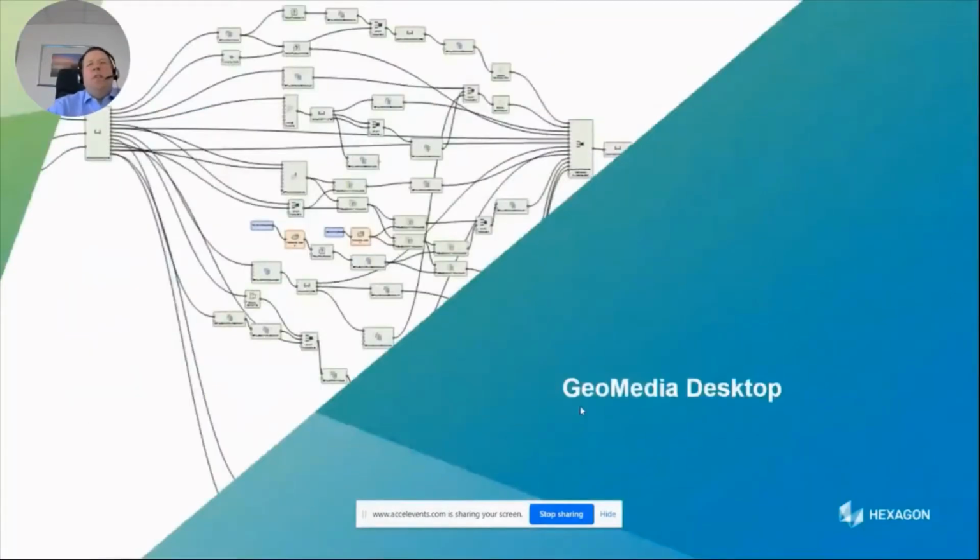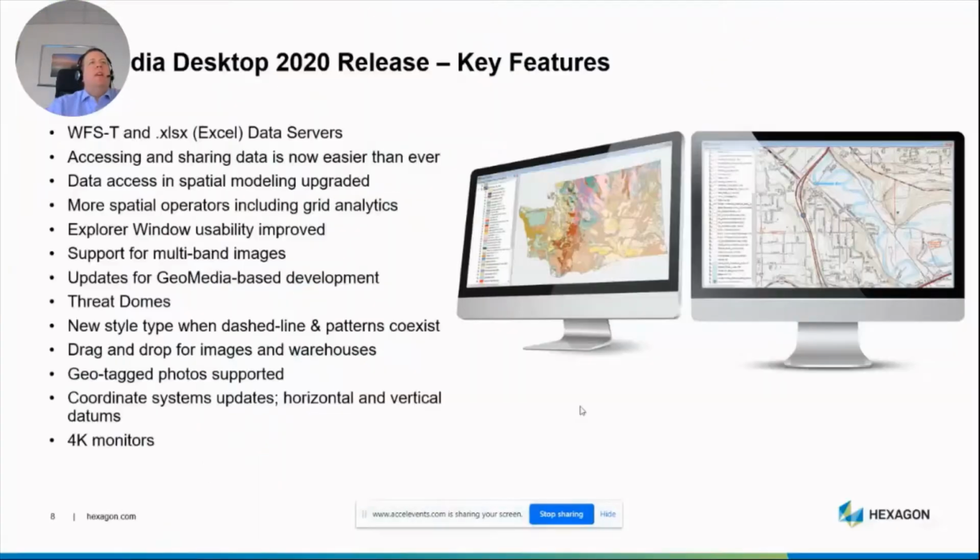So first off, my favorite, G Media. So we have G Media Desktop. With the 2020 release, they improved the web feature service and WFST. They now have WFS transactional service as well, so that you can do better editing through a web feature service. And also something that's been long required, an Excel data server.